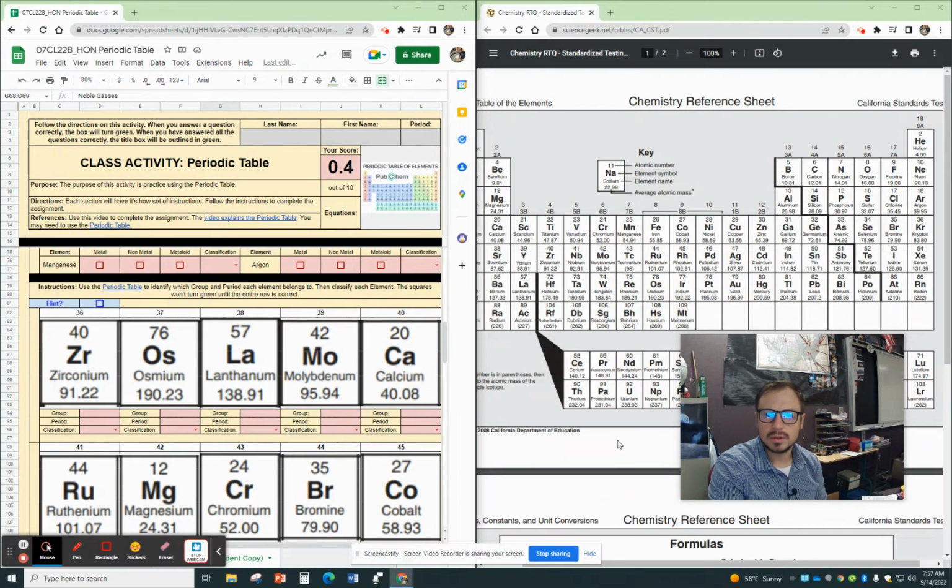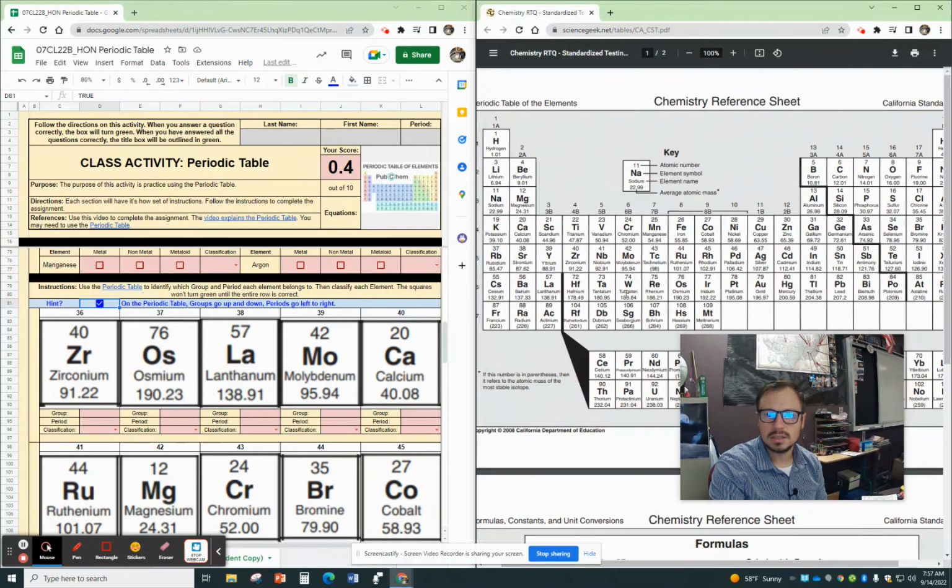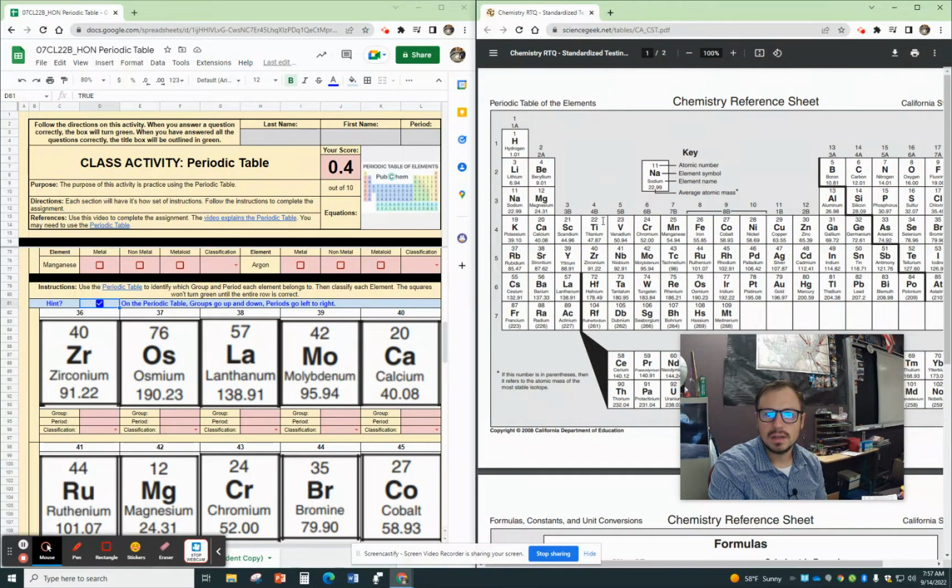So this is the group numbers. If we look at that hint, it says on the periodic table, groups go up and down, periods go left to right. So I can see that it's in group 4 because that's the column, but let's find the period. Periods go left to right, so it is going to be in period 5. So it is in group 4, and it is in period 5.